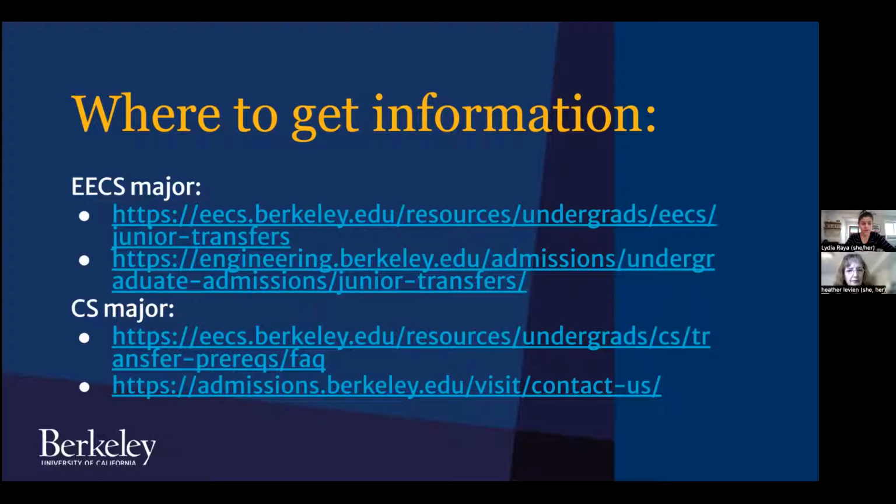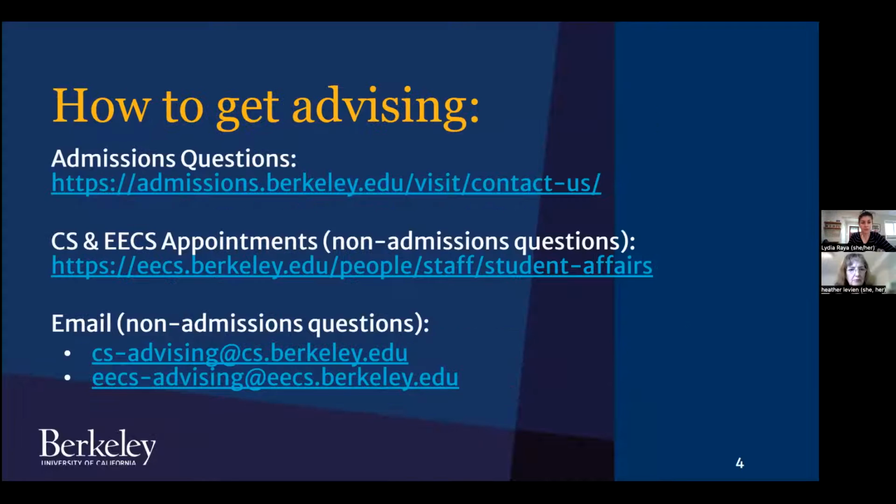And then for the computer science major, and sorry, I'm getting over being sick, so sorry if I'm a little hard to understand. For the computer science major, the first link is on the EECS department website again. And then the second link is the Office of Undergraduate Admissions website. So those are really helpful places to get information about the major and about admissions.